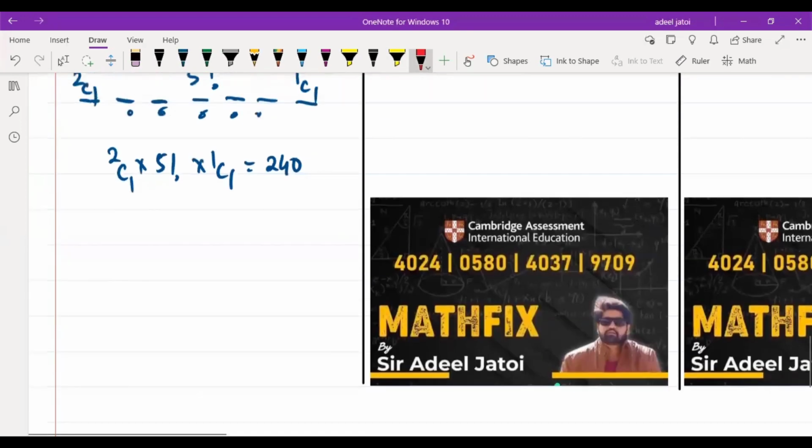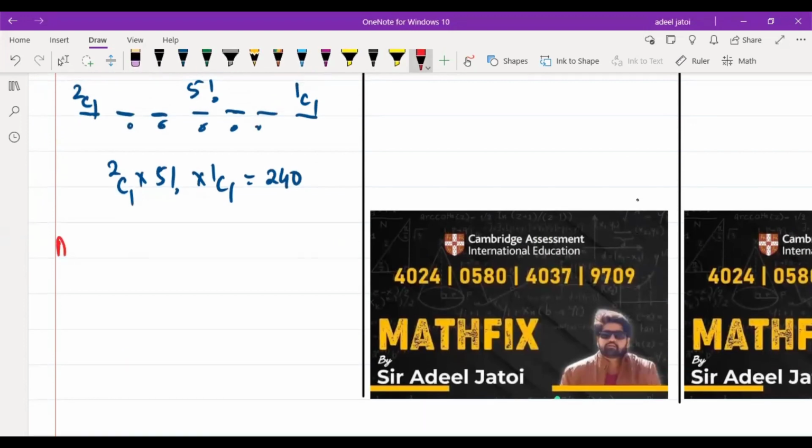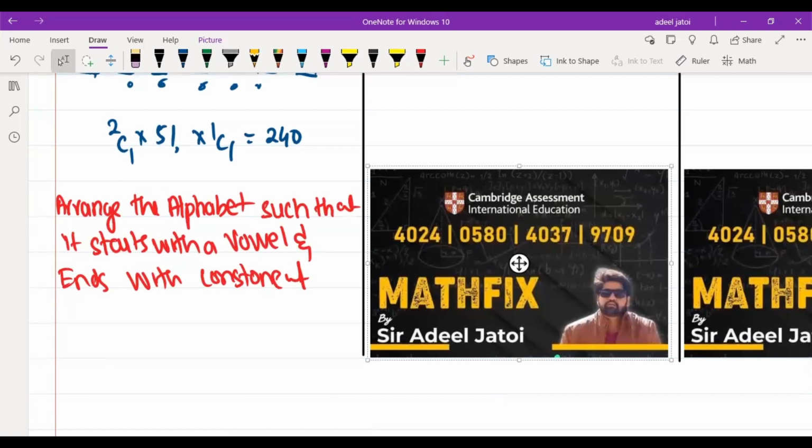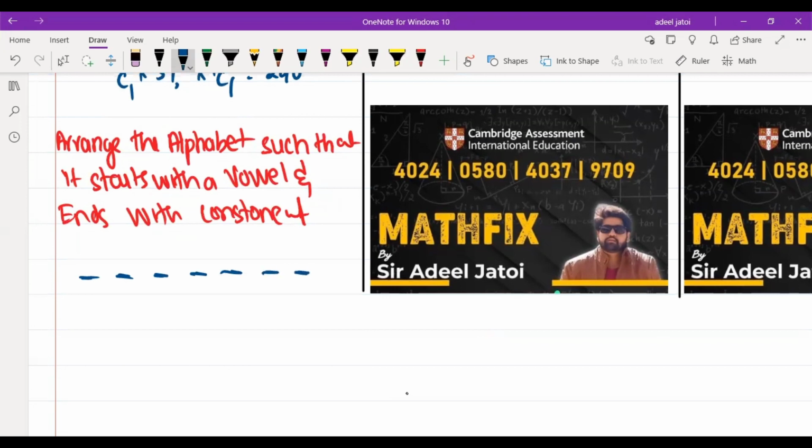Similarly, if the question goes: arrange the alphabet such that it starts with a vowel and ends with a consonant. Now there is a limitation, as the question clearly mentions that it starts with a vowel and ends with a consonant. Since the question has this limitation, we're going to make the blanks 1, 2, 3, 4, 5, 6, 7. And the question says it starts with a vowel. We had two vowels, A and E.